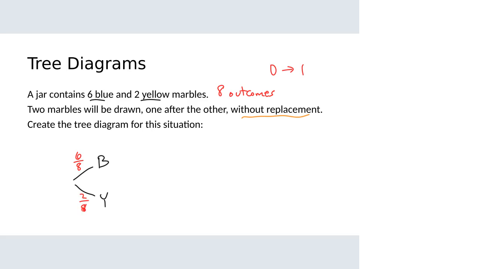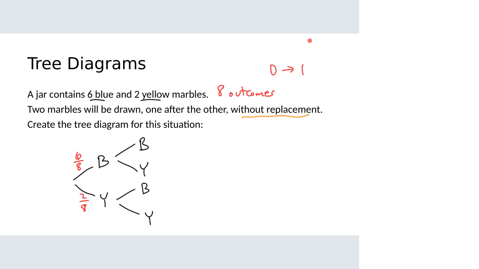Okay, so there's our first draw out of the jar. We have the probabilities on our tree. Now we need to do the second draw. If I'm up here, it means the first one was blue, and the second one could either be blue or yellow. If I'm down here, it means the first one was yellow, and the second one can either be blue or yellow. Putting the probabilities on here is probably the single thing that might trip you up.